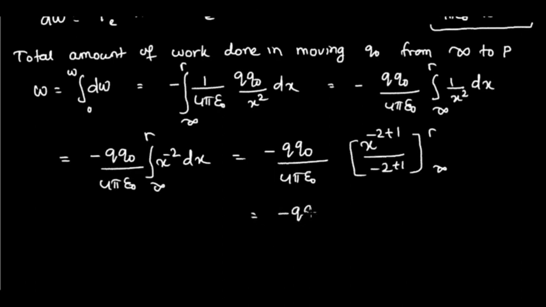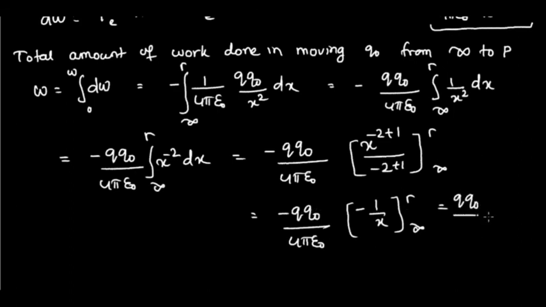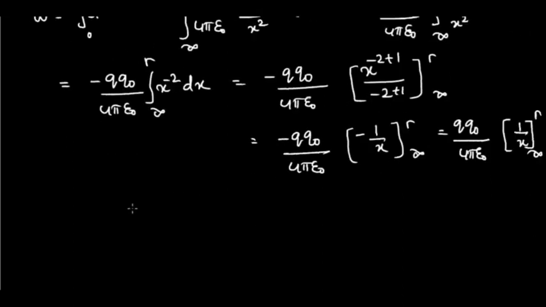That is equal to minus q naught by 4 pi epsilon naught. It will be minus 1 by x. The limits are from infinity to r. Now you can take this negative sign outside, so you will get plus q naught by 4 pi epsilon naught, 1 by x. The limits will be infinity to r. So finally we got that W is equal to how much? q naught divided by 4 pi epsilon naught.